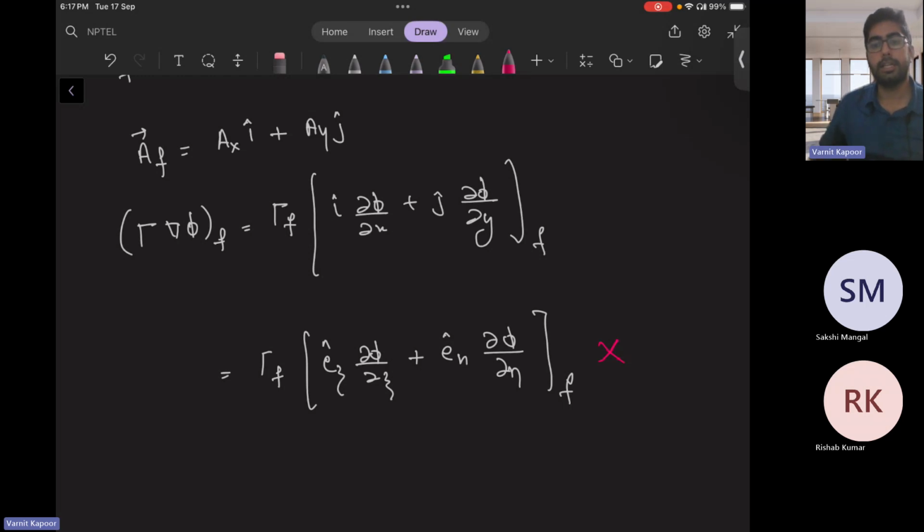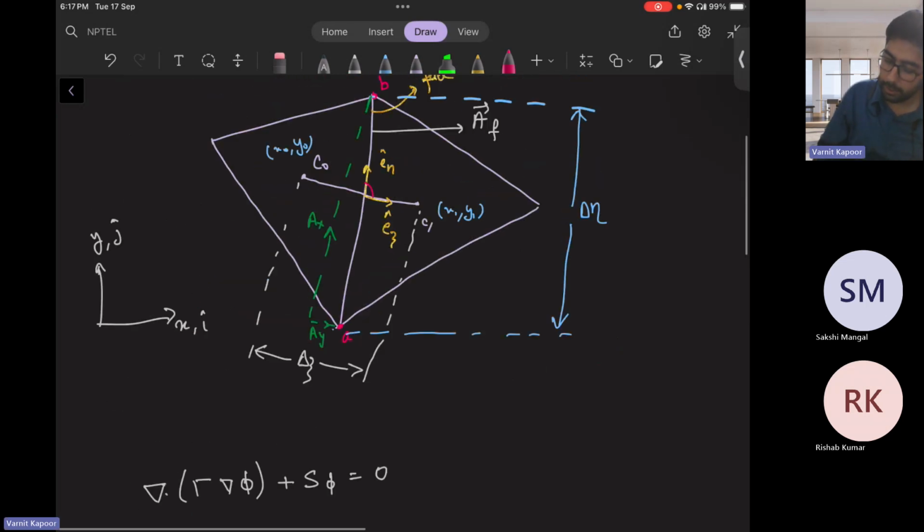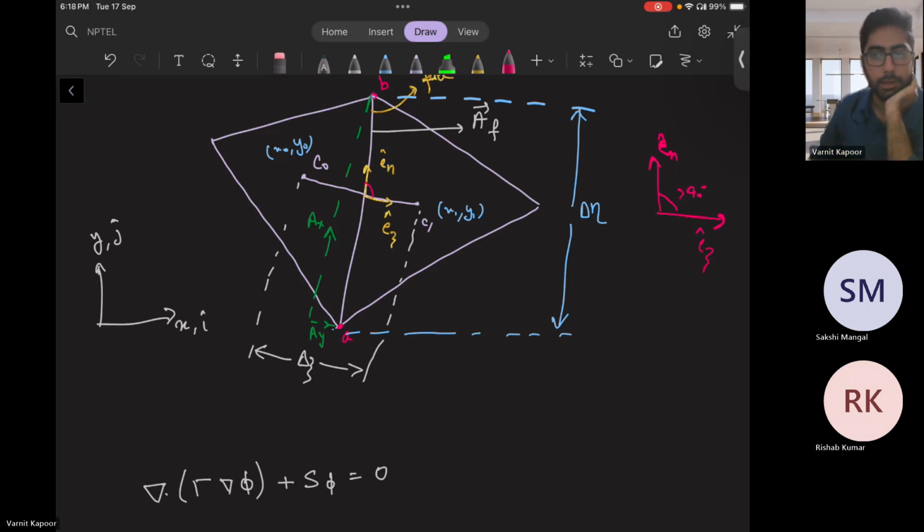Because eta and zeta is not an orthogonal coordinate, they have an angle, between this e eta direction and this e zeta direction, which is greater than 90 degrees, as defined by us. Okay, so the partial derivatives dou phi by dou x, dou phi by dou y cannot be directly related to these other gradients. We need to look at the relation between dou phi by dou x and these two derivatives, dou phi by dou eta and dou phi by dou zeta.